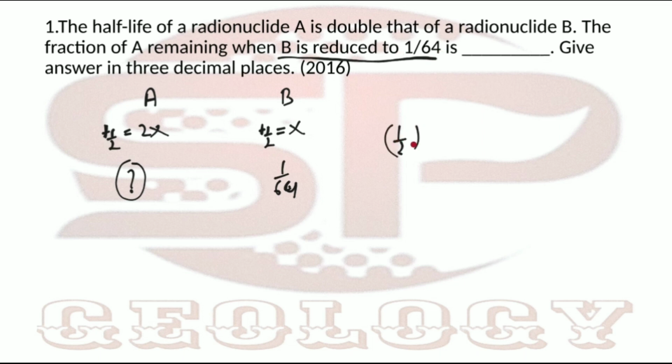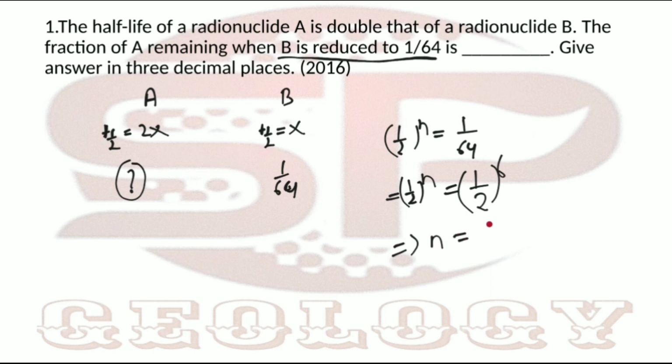You know, half to the power n equal to 1 by 64, we can calculate. So half to the power n is equal to 1 by 2 to the power 6. So n equal to 6. So B requires 6 half-lives to reduce to 1 by 64.